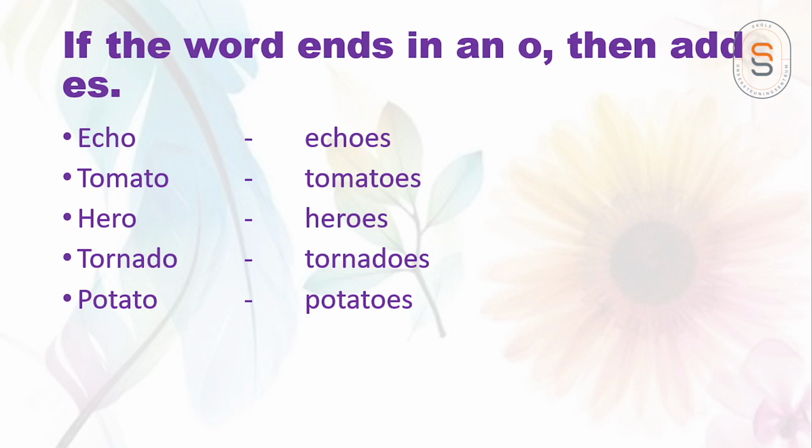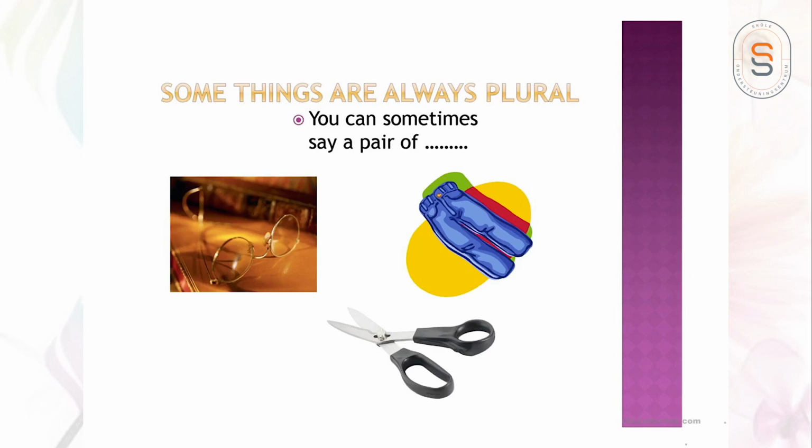Now, if the word ends in an O, then you add an ES. That's words like echo and tomato and euro and tornado and potato. So you add an ES, so it's echoes and tomatoes, euros, tornadoes and potatoes. There are also words that end in an O where you only add an S, but that is musical words. A lot of them are musical words like pianos and banjos.